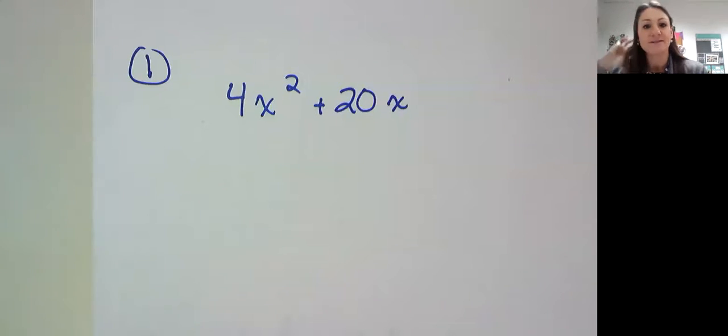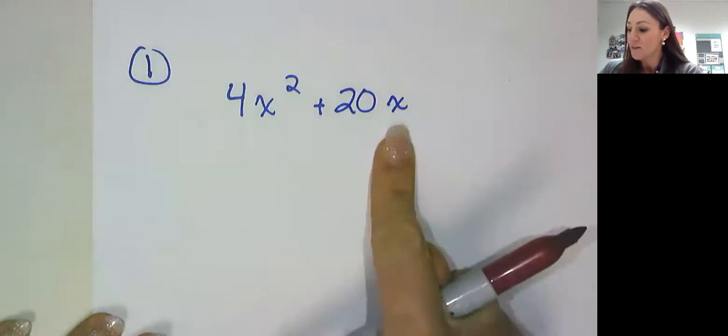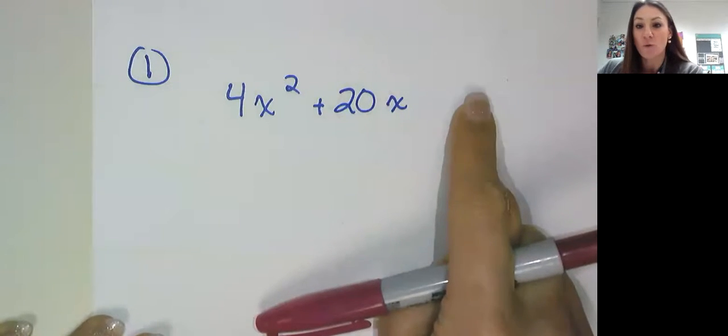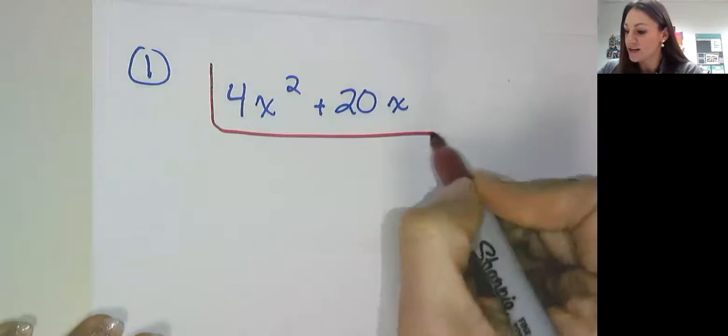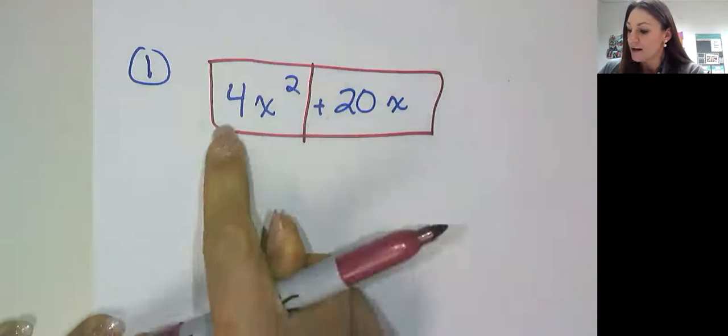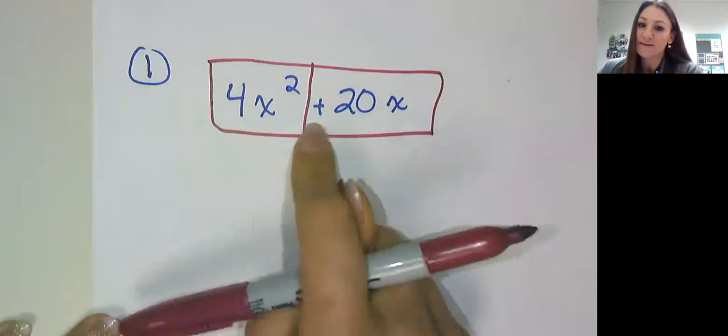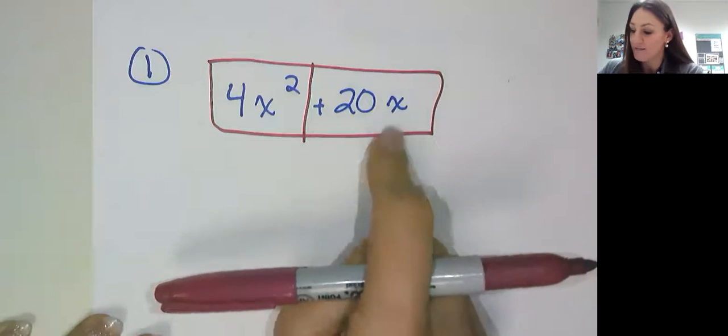Let's take a look at two examples for factoring completely. So for this one, you notice that there's no C term. So one option is to just use a generic rectangle. So now we want to think, what do 4x squared and 20x both have in common?